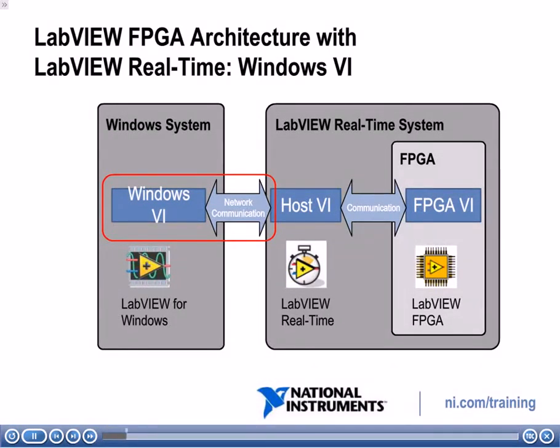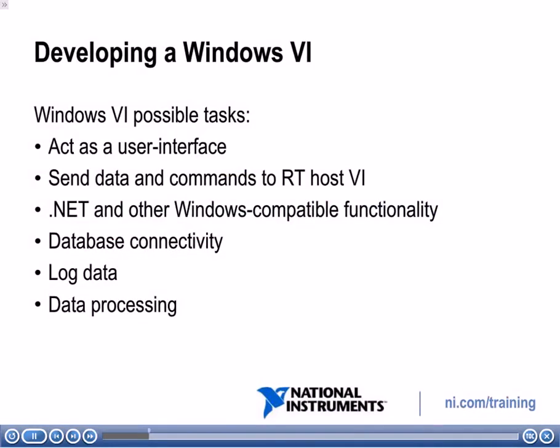So we just finished talking about the real-time piece on this graphic, and in this section we're going to talk about the Windows piece. Now that you have a host VI on your RT target, how do you communicate between that host VI and a Windows VI running on a Windows system that is going to allow us to have a user interface? So let's talk about developing a Windows VI.